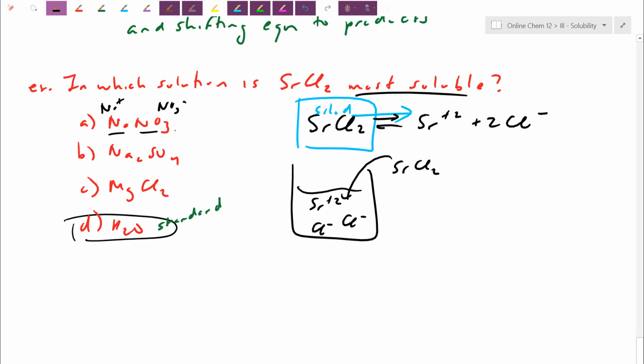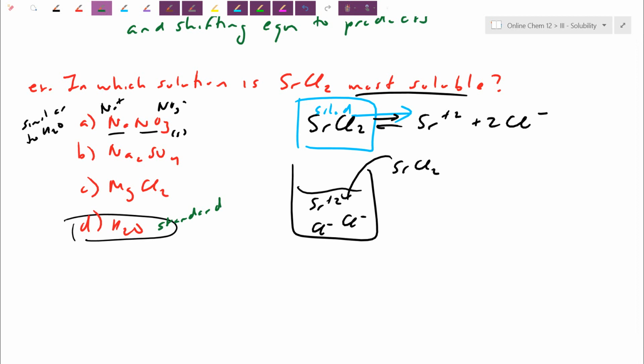I don't care if these ones here are solid, although we already said they're solutions. But NaNO3 has nothing to do with these ones here. They're not in my equilibrium and they don't precipitate out anything. Alkalis and nitrates are always soluble. Pretty much NaNO3 will be very similar to water, right? No common ions. What if I did MgCl2?